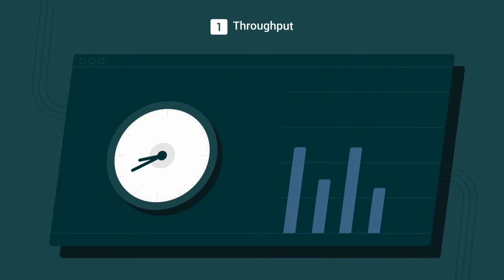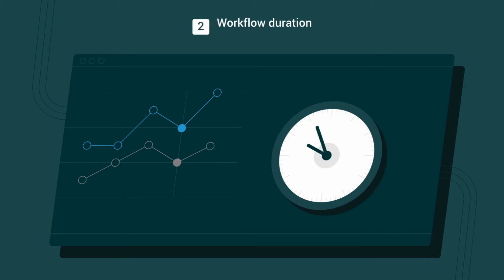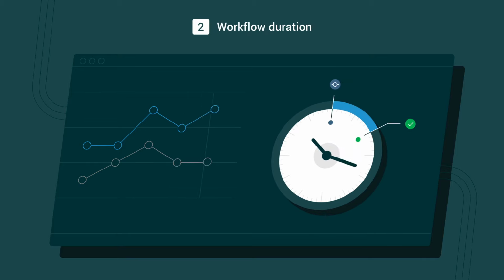Throughput is the average number of workflow runs per day. The number of workflow runs matters less than being at a deploy-ready state most or all of the time. Duration is the length of time it takes for a workflow to run. Teams want to aim for workflow durations in the range of 5 to 10 minutes.